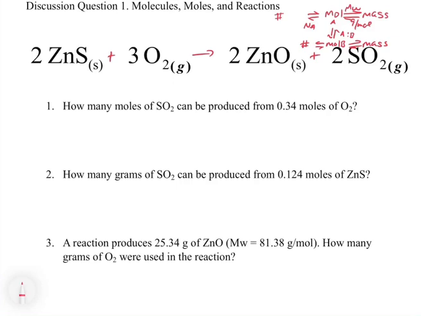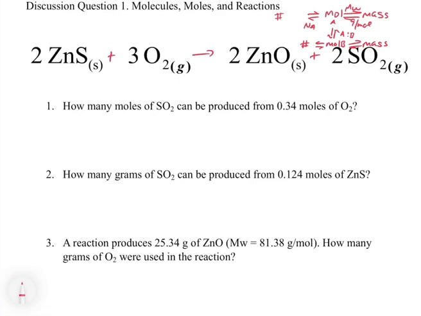So we're going to do problems 1 and 3. Problem 1 is very simple, and it's just a demonstration of the mole-to-mole ratio. And then we're going to do problem 3, which is more consistent with what you would see on an exam, for example. And that's going to be a mass-to-mass type of problem.